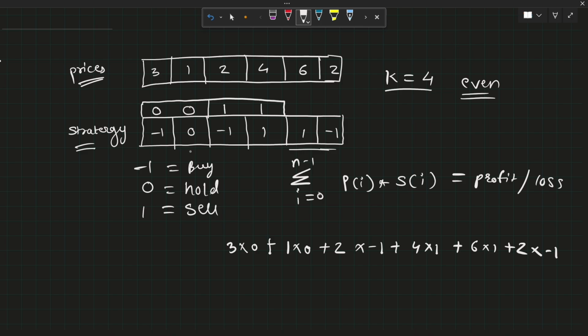Okay, now we can choose any subarray of size k from this strategy, and we have to make it 0 0 and 1 1, like the first half elements should be 0 and the next half elements should be 1, and we have to calculate the profit of all the days. And what we have to do is maximize the profit across all these operations.